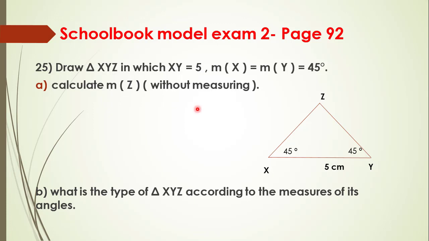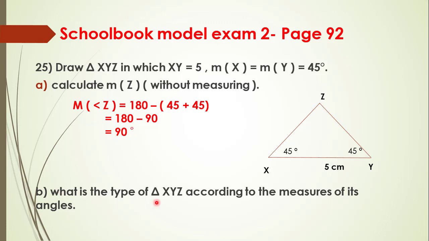We said before, the summation of the measures of the angles of a triangle is 180. So I'll write 180 minus 45 plus 45. 180 minus 90, because 45 plus 45 is 90. It means the measure of angle Z equals 90 degrees.